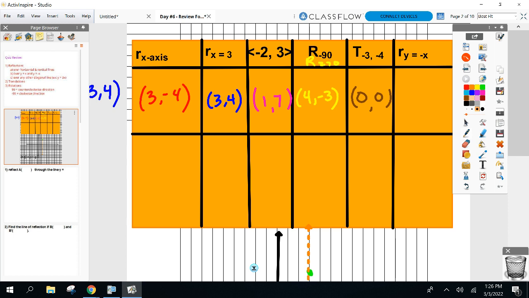Any questions? Last one. Know the rule. There's only 2 rules I need you to remember. This is one of them. y equals -x. y equals -x. What do I do to my coordinates?